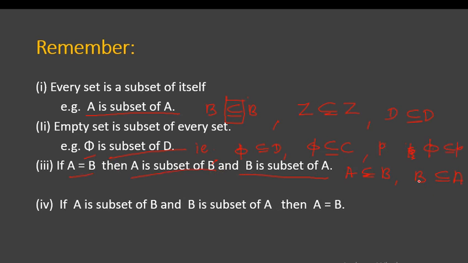And the last point is actually the converse of the third point. That is, if A is a subset of B and B is a subset of A, then A is equal to B. So this is actually the converse of the third point. So while dealing with set and subset, we need to remember these 4 points.